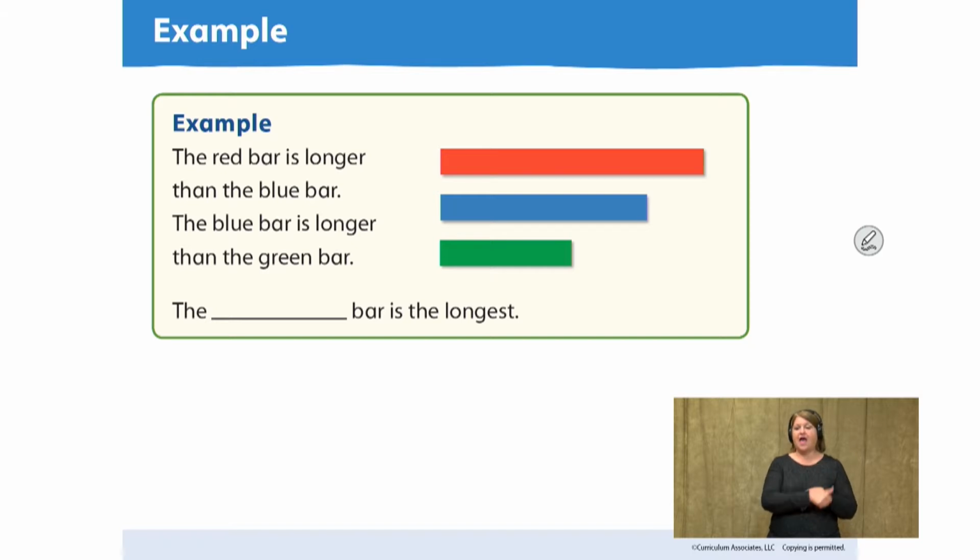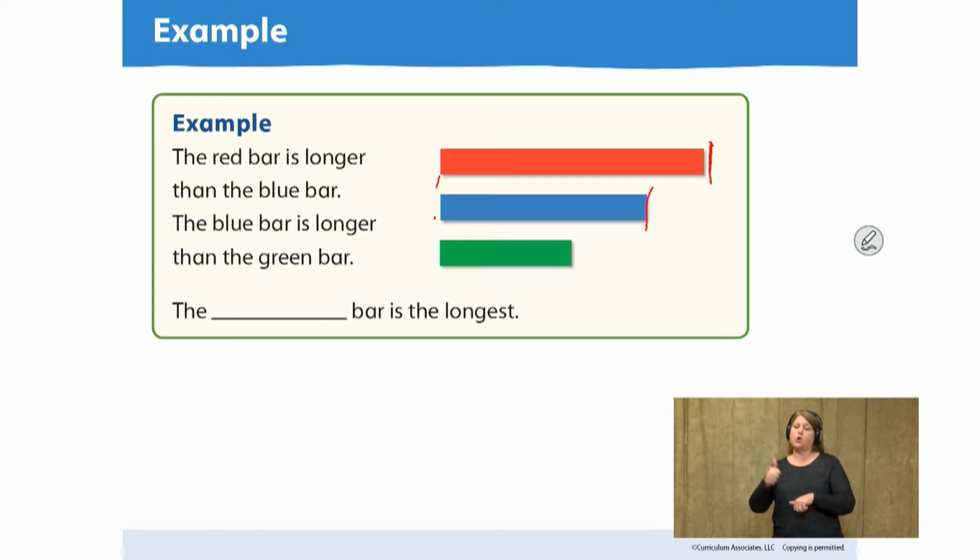Here's another example like the one we did to review our vocabulary. The red bar is longer than the blue bar. By observing these 2 bars, we're looking at the red bar is longer. You see the blue bar stops here, the red bar stops here. They start at the same point. The red bar is longer than the blue bar.